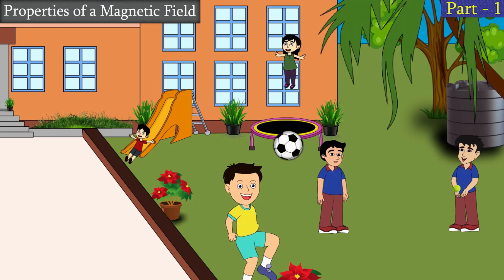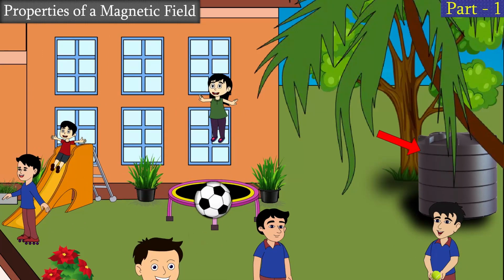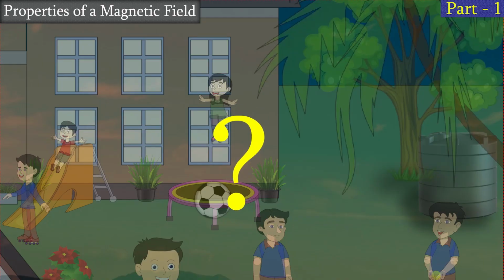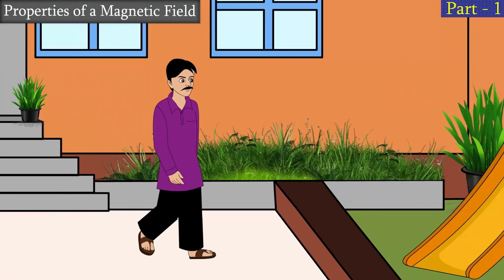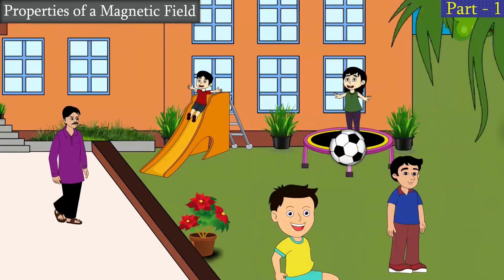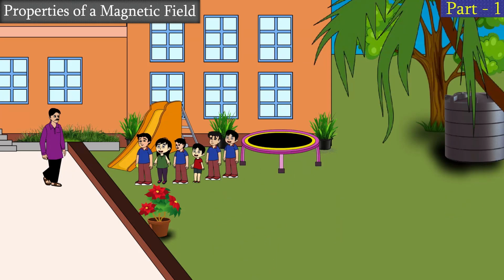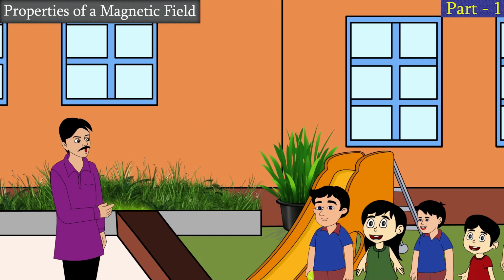No. Now imagine that there is an empty but heavy water tank in the playground. This tank is to be moved to some other place. What should be done? The physical education teacher arrives. He whistles to call the children. The children give up their play and gather around the teacher. The teacher disciplines them and arranges them in a row. He tells them about moving the tank.